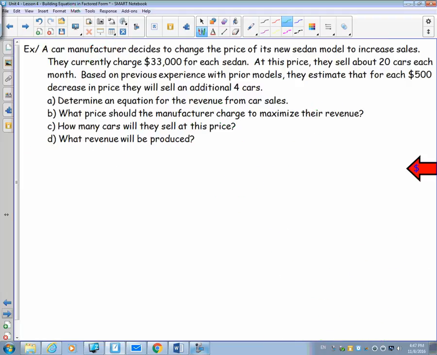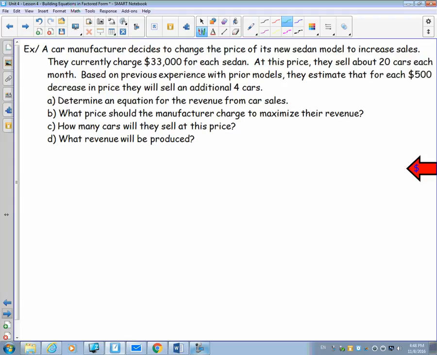All right, last question. It's a biggie. It's kind of our big idea for this entire unit. Okay. We're looking at a car manufacturer. They sell cars. They make money. Okay. Right now, they sell cars for $33,000 each. At this price, they sell about 20 cars each.